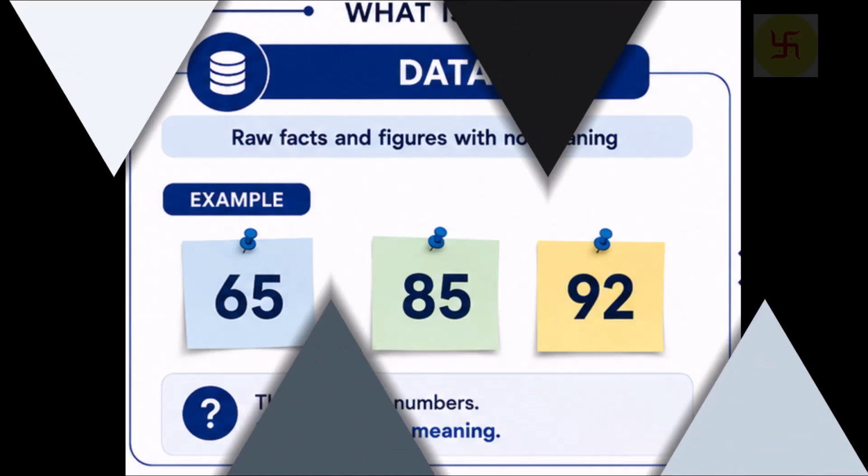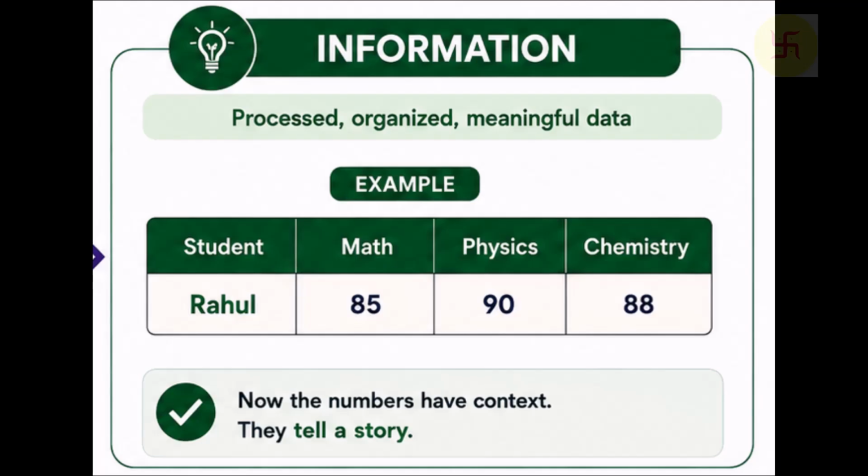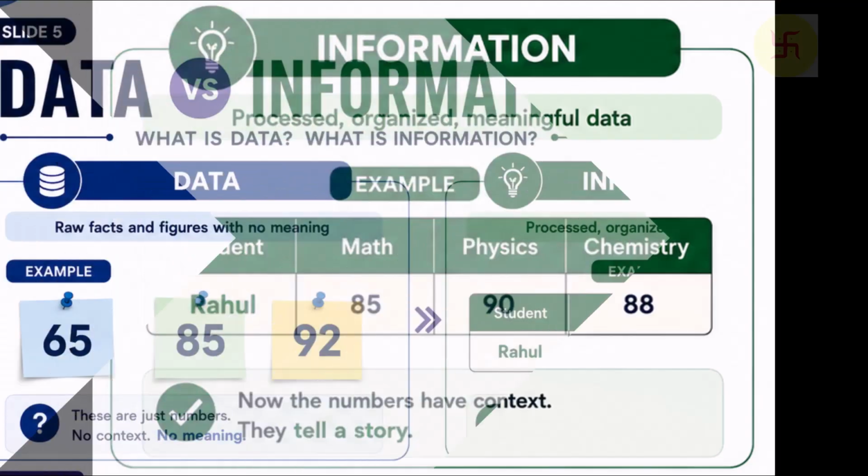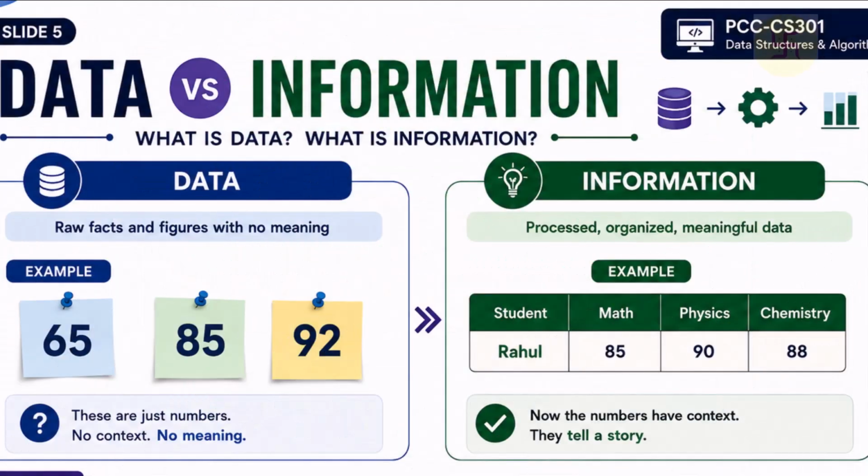This is called data. Now, suppose I tell you Rahul scored 85 in mathematics, 90 in physics and 88 in chemistry. Now the numbers have meaning. They tell us something about Rahul's performance. This is called information. So in simple words, data is raw and unorganized, information is processed and meaningful data.